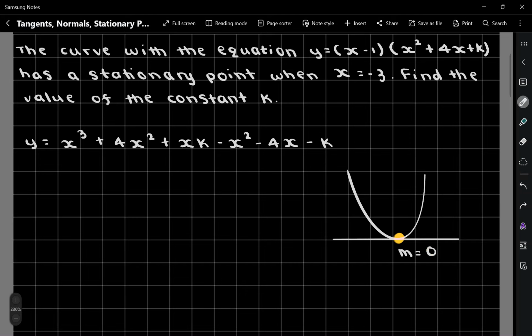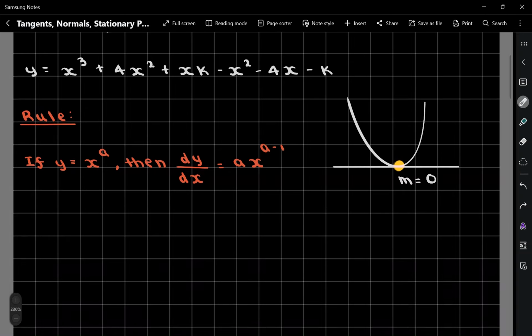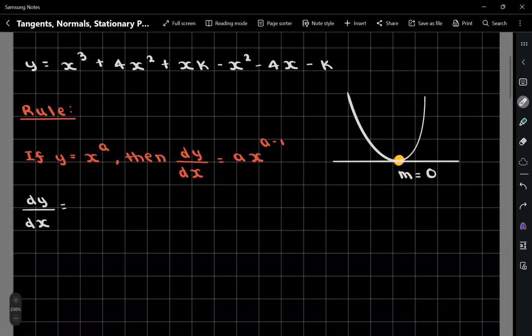Okay, in order to find the first derivative, we need to follow a rule. And this rule states if y equals x to the power of a, then dy over dx, which is the first derivative, is equal to ax to the power of a minus 1. So dy over dx is equal to, we're going to use this to find the first derivative, by the way.